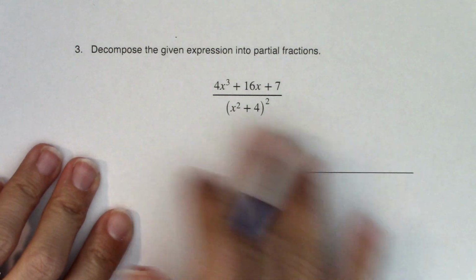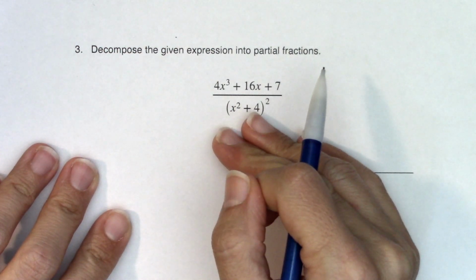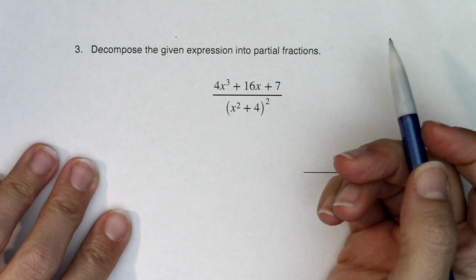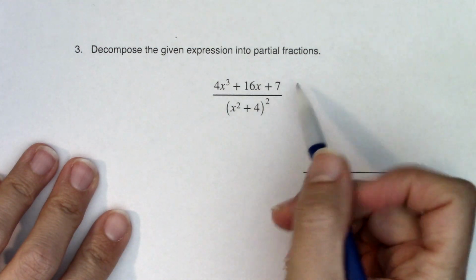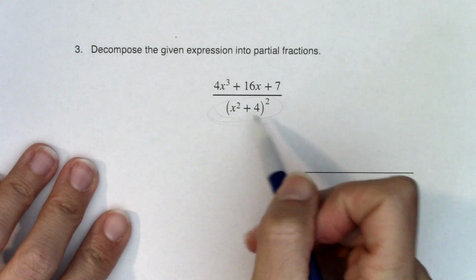Folks, welcome to free response number 3. So here we have a rational expression and we need to decompose the fractions. We need to get partial fractions. So on the upside, my denominator is already factored. So let's take a look.